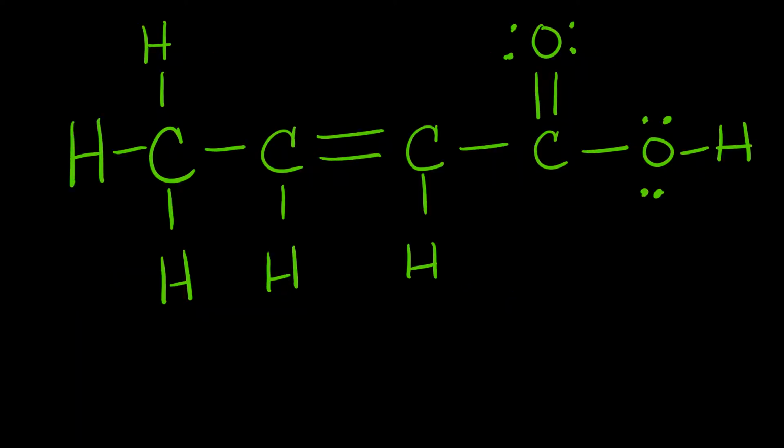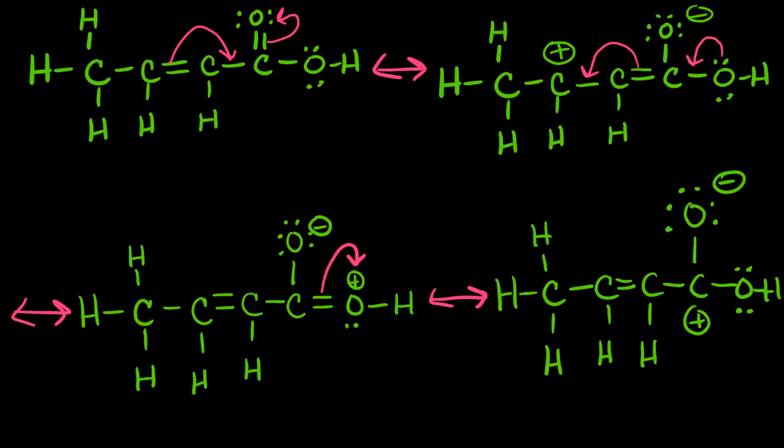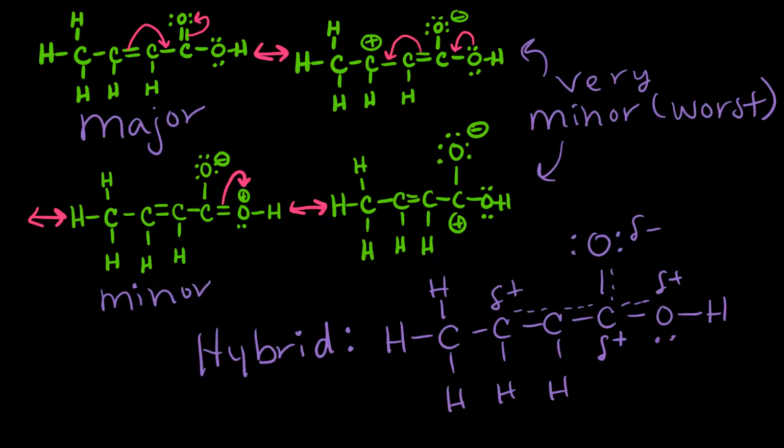Now I want you to pause the video and practice drawing all of the reasonable resonance structures for this molecule and use the arrow notation to indicate how you get from one structure to the next. And then finally, draw the resonance hybrid of the molecule and identify the major and minor contributors to the resonance hybrid. Hopefully you were able to come up with these resonance structures. And here is the resonance hybrid and the ranking from major to minor contributor to the hybrid.